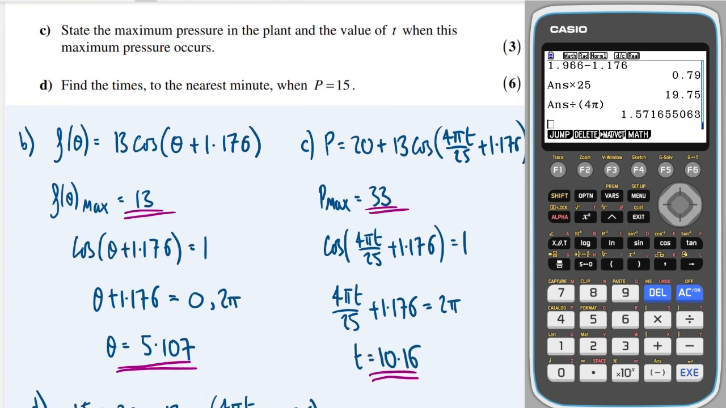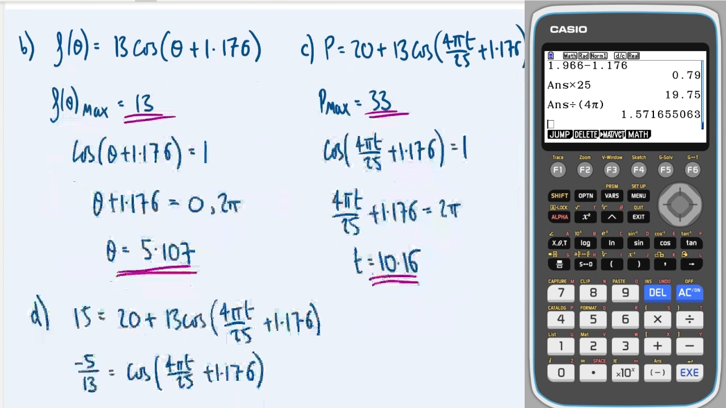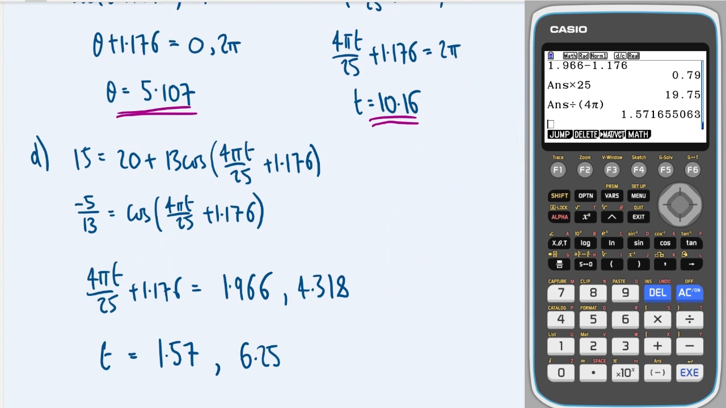Okay, and it asked me for the nearest minute, and t is the time in hours measured from midnight. So if I take off the 1 hour, that's my decimal, times that by 60, that gives me the minutes. So it's 1 hour and 34 minutes. And I'll do the same for the other one. Well, that's just a quarter, isn't it? So a quarter of an hour is 15 minutes, and then 6 hours. So it's 06:15.